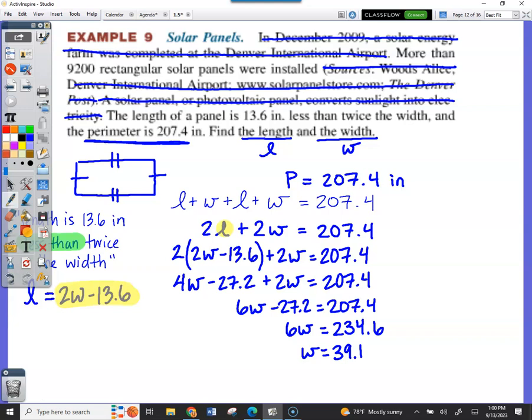Now, we found the width to be 39.1 inches. How do I get the length? Just plug it in. Look, you have an equation for length right here. So plug in 39.1 and it will give you the length.